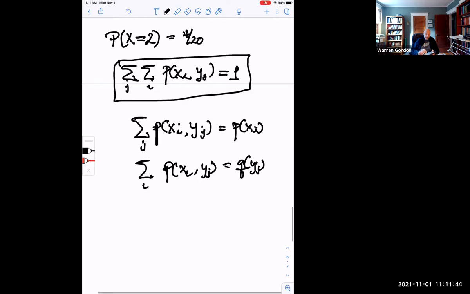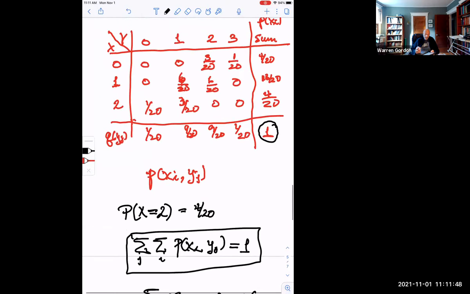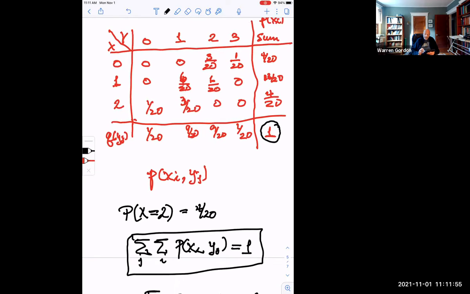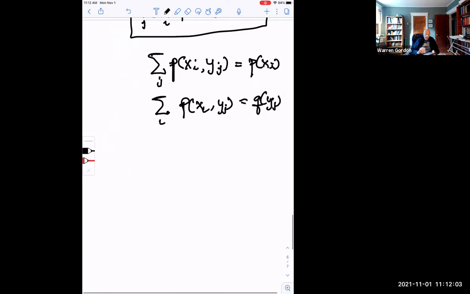What does that mean? That means when you go back to this table, if you want to find P of X equal 1, all I have to do is sum everything across the row, and I'll get what was it, 16 out of 20? I can't read my handwriting. 12 out of 20. I'm sorry, there's a 12. And I can ask questions like this.